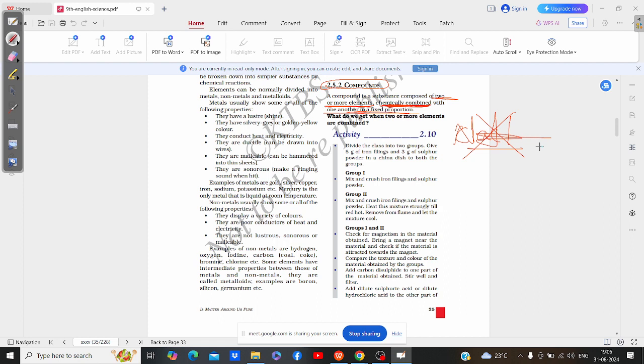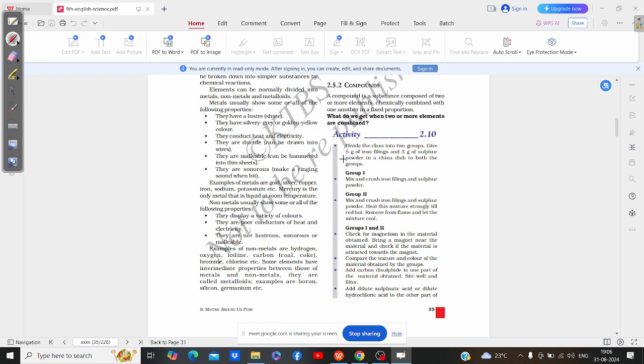Now what we have to see in the next activity is what we will get when we combine two or more elements, two or more substances. That is one of the activities through which we can understand compounds very well. So we'll go with the activity and understand what happens when we combine two or more elements.